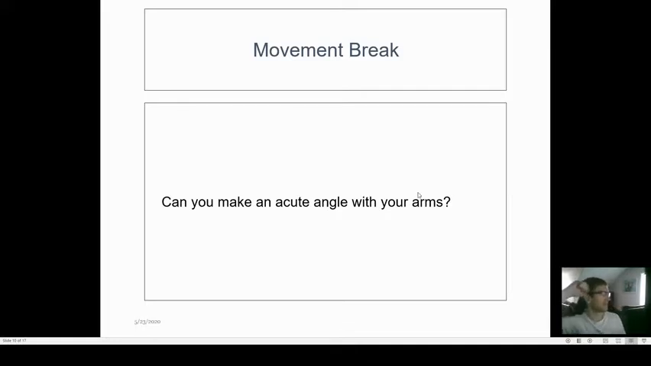It looks something like this. Let's see if it gets in the camera. So it'd be like small. You can see, kind of. Here's a right angle, kind of like that. An acute angle would be something like that. See if you can make it with your arms as well.